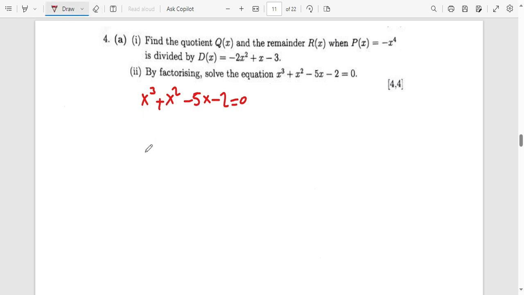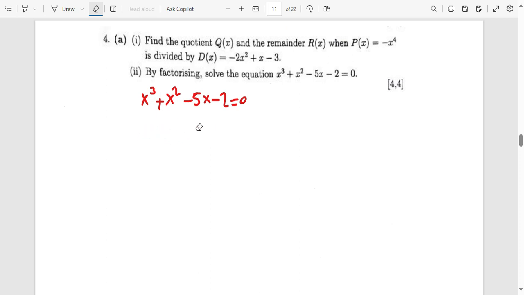Try negative 1. Put where there is x negative 1. Negative 1 to the power 3 is negative 1. Where there is x, again put negative 1. Negative 1 squared is a positive 1. So this is going to be positive 1. Then where there is x, put negative 1. That will be positive 5 minus 2. This will not give you 0. So that is also refused.